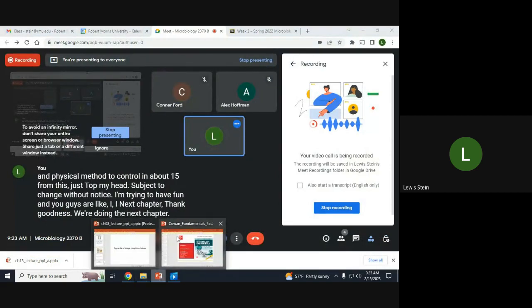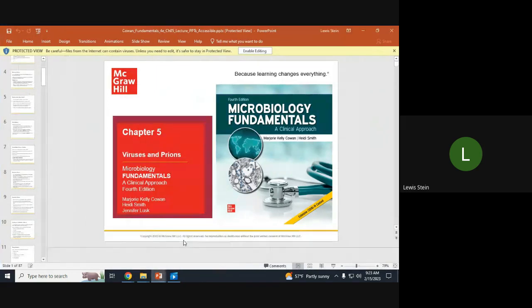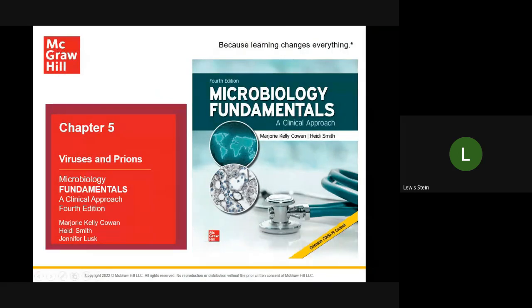So this is the end of that. This is the start of this. I cooked up the Cowan chapters first before I looked at the Nester chapter, which I use just a couple of slides from all the time. And this is the idea. These are the acellular forms.